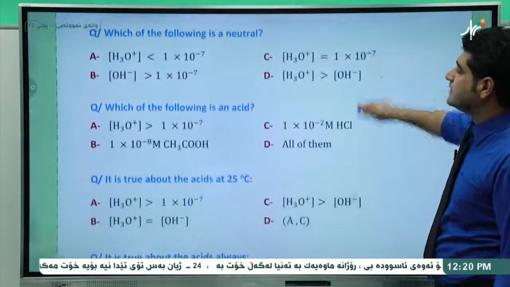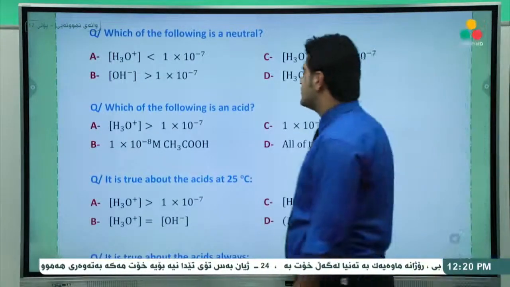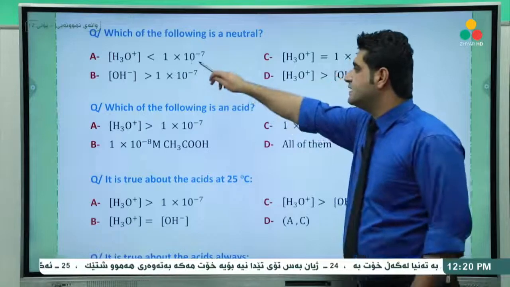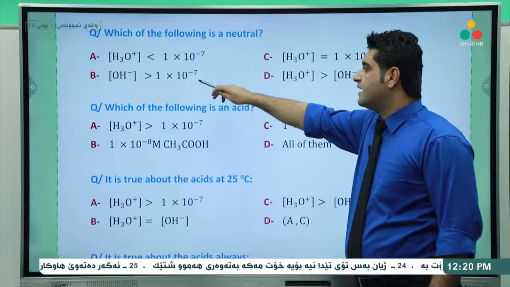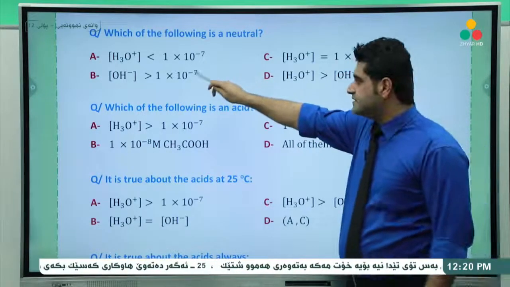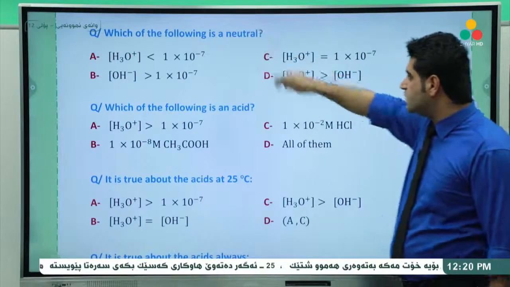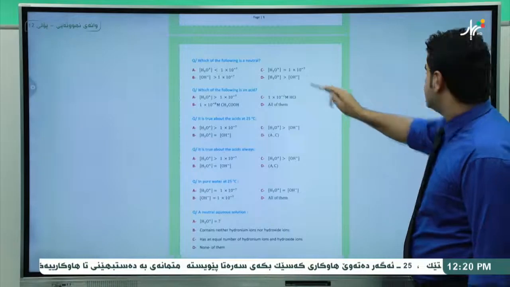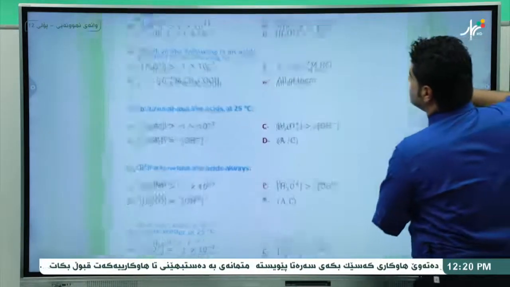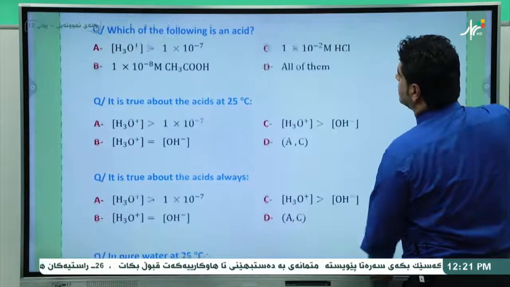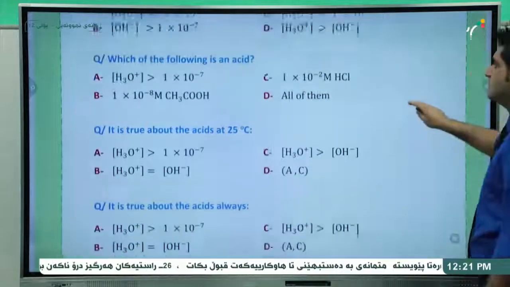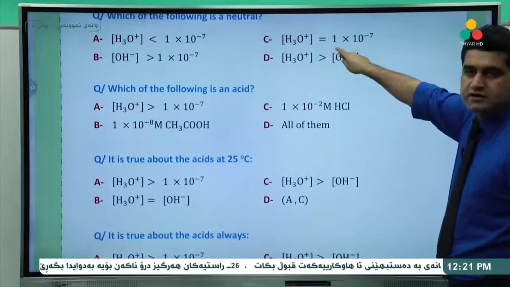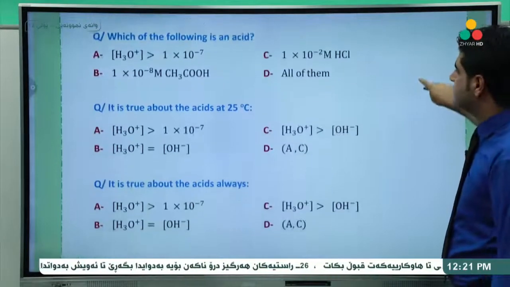Which of the following is neutral? We know that. It's not neutral. It's base. It's base also, and that one is acid. So the answer of C is neutral. H3O is equal to 1 times 10 to the negative 7.